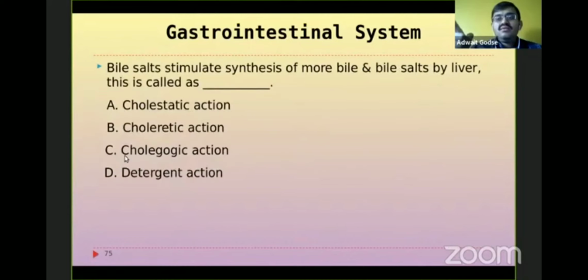Fine. Bile salts stimulate synthesis of more bile and bile salts by the liver. This type of action of bile salts is called choleretic action. That means any action which causes synthesis of more bile salts is called choleretic. Bile salts, a very favorite topic. Please read about bile and bile salts.